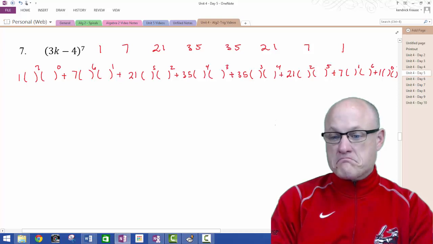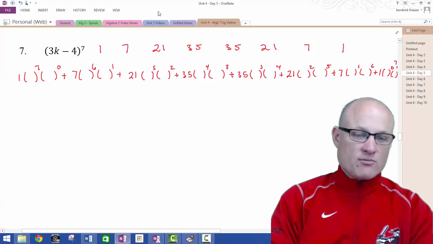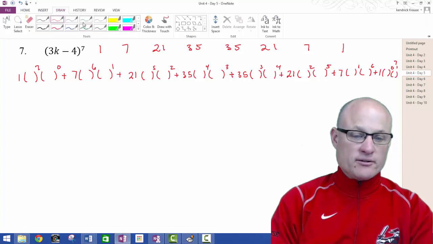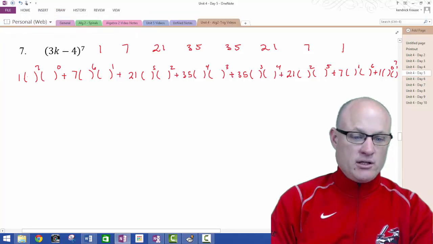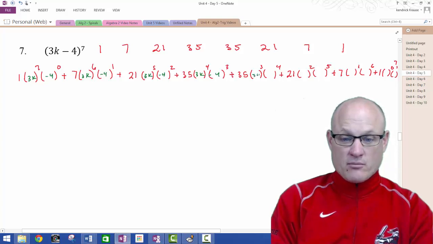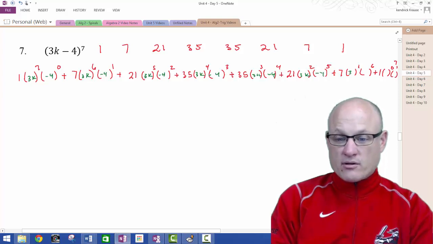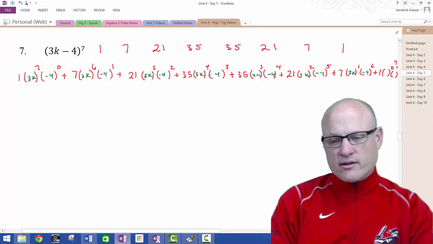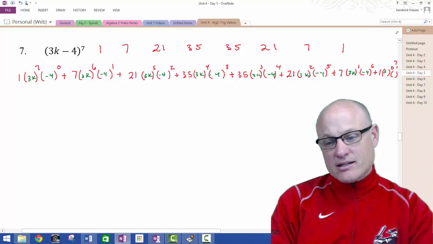3, 4, 5, 6. Oh, my God. That's a 7. Running out of room over there. Let's go some green. Grab some skinny green. 3K minus 4. 3K minus 4. 3K minus 4. Fast forward. Pause. Don't listen to me. 3K minus 4. This would be a great time to fast forward. 3K minus 4. 3K minus 4. Except, of course, my handwriting gets even worse when I go fast. And then, let's see. 3K and a negative 4.